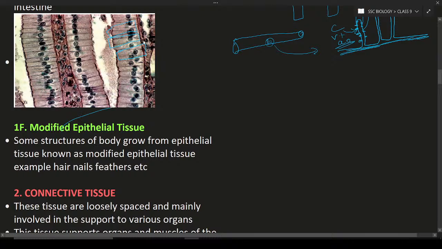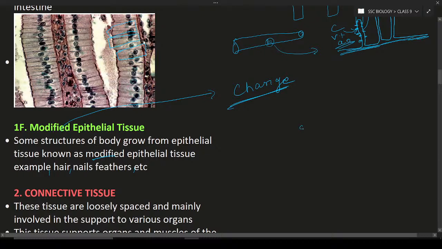So what is modified? The word modified refers to the change or modification. So these tissues are changed in some way, they have some kind of changes in them, and that is known as modified epithelial tissue. Some structures of the body grow from the epithelial tissue, known as modified epithelial tissue. Example, you can see hair, nails, feathers, etc. These structures came from the modified epithelial cells.